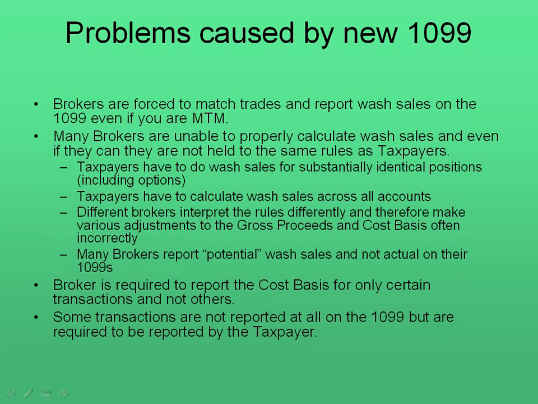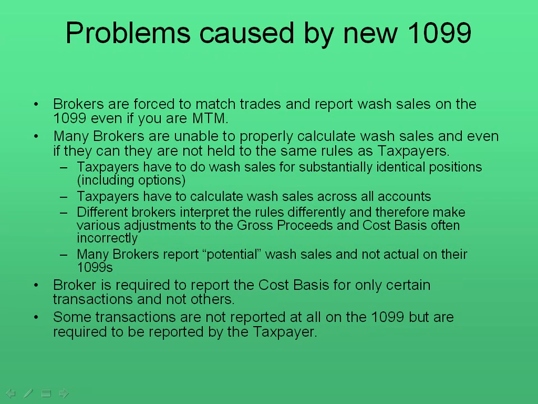Taxpayers, again, have to do wash sales for substantially identical positions. These are some of the things I'm about to show as examples. The broker does not have to do this, and the broker is not doing it, including options, which have to be included. Taxpayers have to calculate wash sales across all accounts. Well, the brokers don't even have the ability to do that because they only see their own account. Different brokers interpret the rules differently and therefore make various adjustments. Many brokers are reporting potential wash sales and not actual ones on their 1099s.